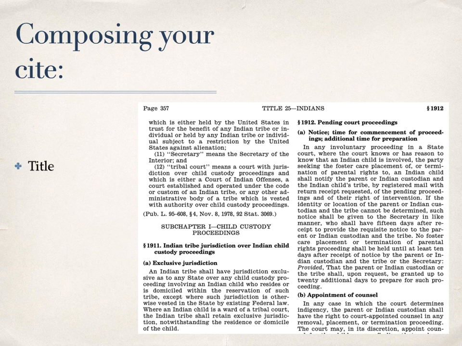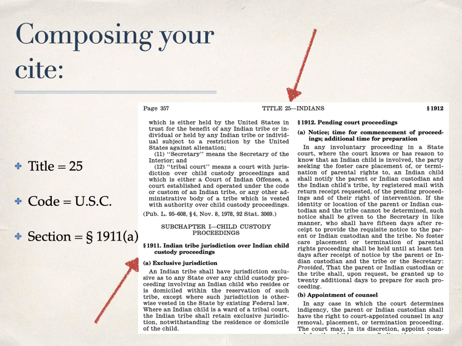I can find my title number up here, labeled Title. I know that I'm looking at the official United States Code, so I'll use USC as my code abbreviation. Sections in the print are indicated with the section symbol, and when I want to indicate a more precise subsection, I simply add that in the same way it's indicated in the code. Here, exclusive jurisdiction is in subsection A, so I'll just add an open parens A closed parens right after my 1911.